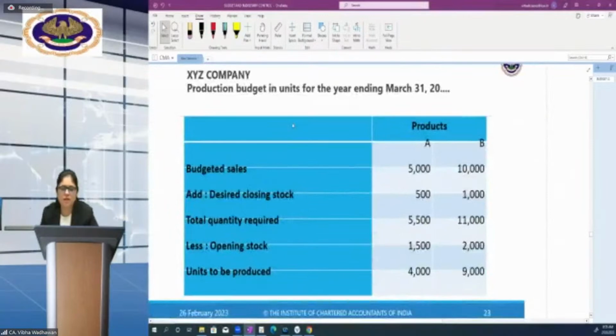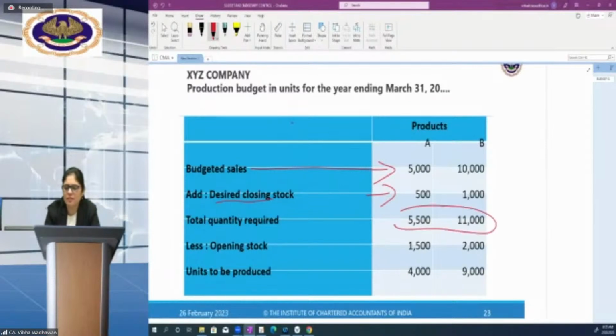Okay. So this is how the components of the production budget are. See, the budgeted sales. So sales are most important. Then the desired closing stock. Let us say we are expecting that there will be these many units left at the end of the period. So that is again the closing stock, the total quantity required. And this stock we already have. So this many units should be produced, which should be the fresh production. Clear? So this is the format of the production budget.